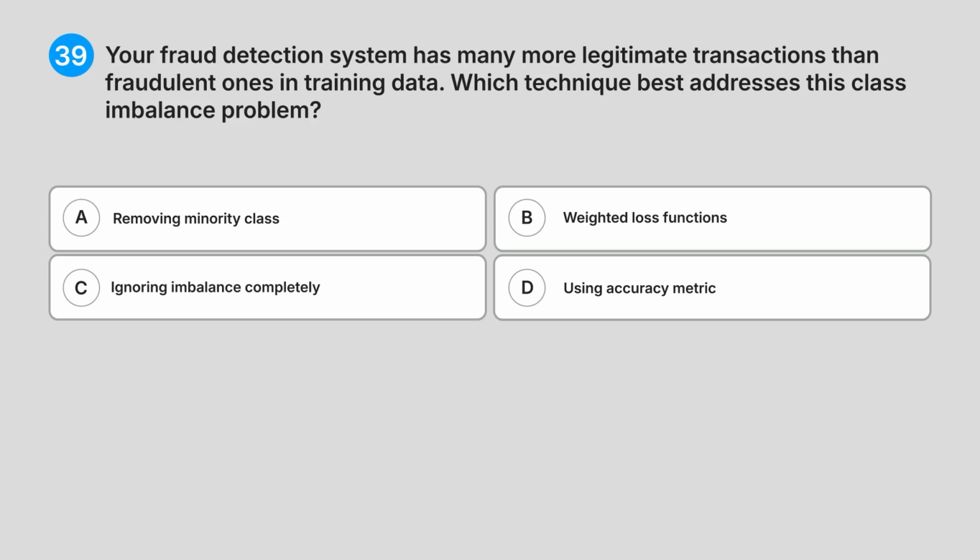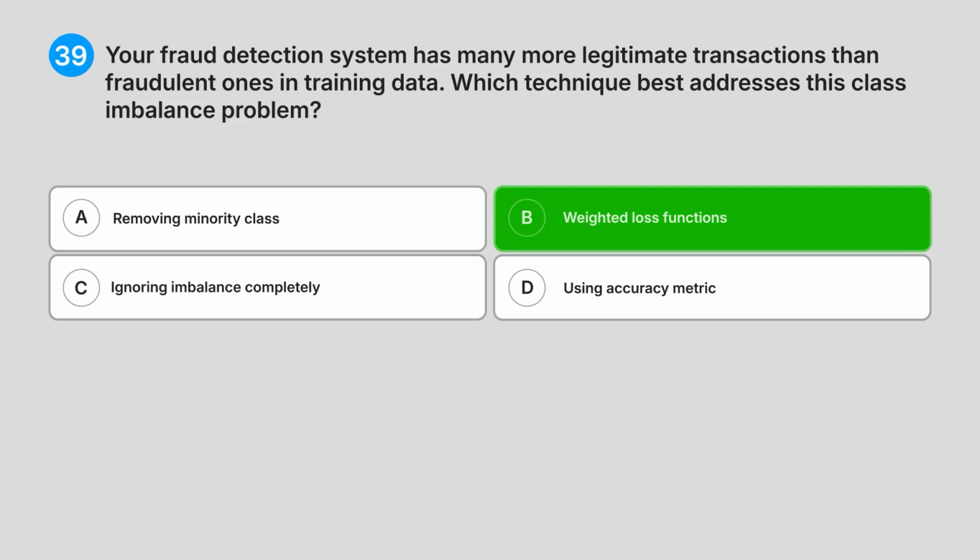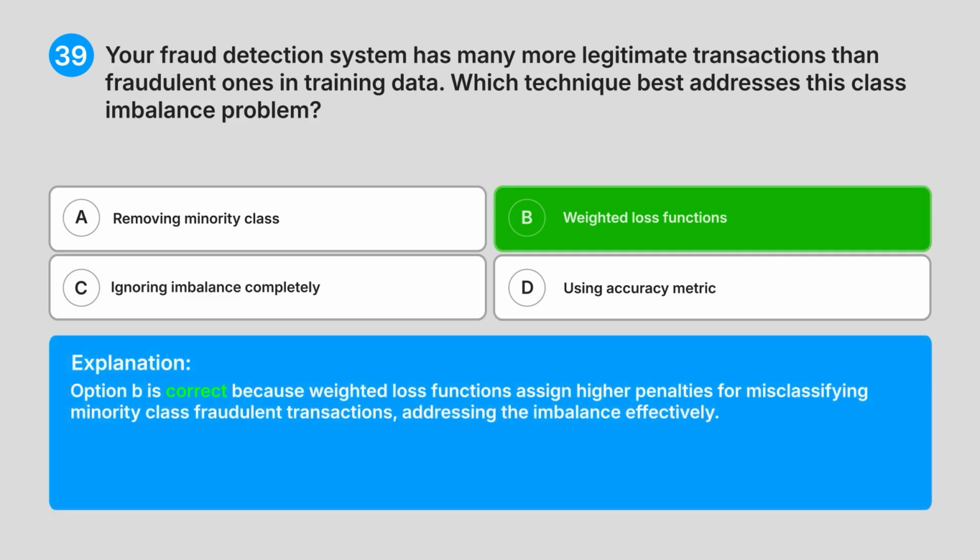Correct answer, B. Weighted loss functions. Explanation. Option B is correct because weighted loss functions assign higher penalties for misclassifying minority class fraudulent transactions, addressing the imbalance effectively.